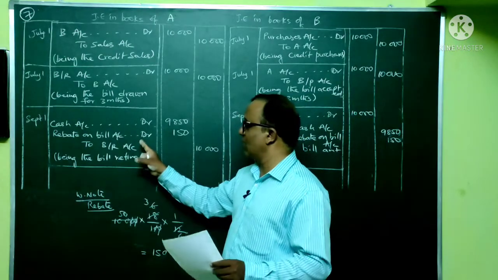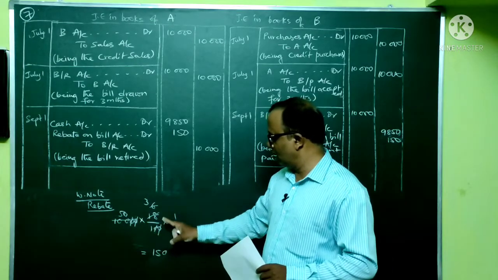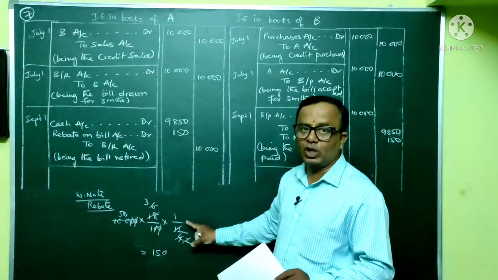Here is how we are going to calculate this particular rebate amount, you can see the calculation here. The bill amount is 10,000 into 18 by 100 into the bill is retired 1 month earlier than the due date.